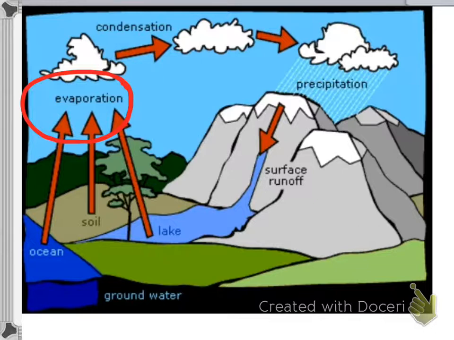Next is condensation. This occurs when water vapor in air cools. The water vapor changes to tiny droplets of liquid water. Clouds are made of these tiny droplets. As more water vapor condenses, the droplets in clouds become heavier. These drops of water fall to the ground as precipitation.